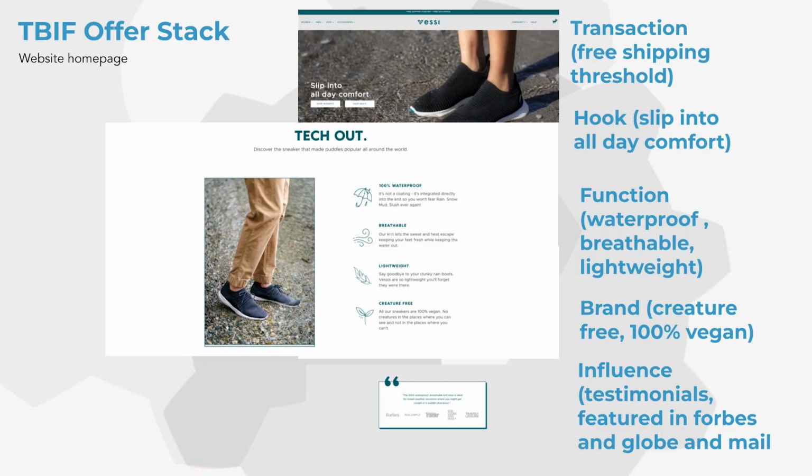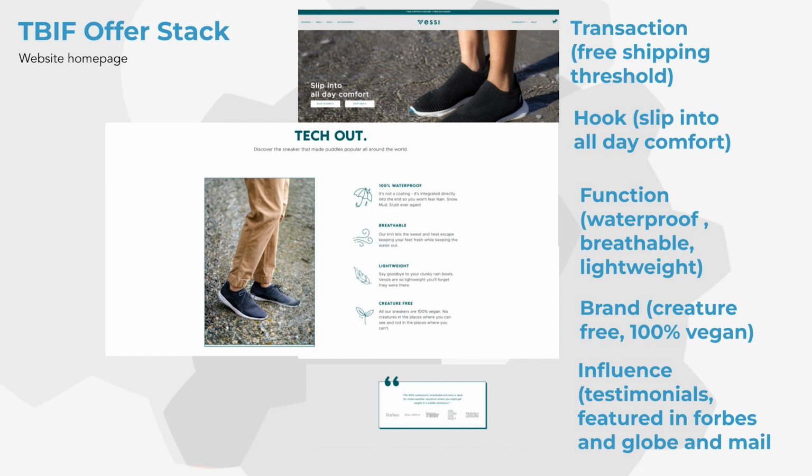So with our first example, we have our offer stack in front of us. This is a company that sells waterproof shoes. We mentioned it before, called Vessi. And this is what a good section of their homepage looks like. And as you can see, they have the full offer stack. At the very top of the page, they have transactional attributes. They have a free shipping bar that includes free shipping past a certain threshold. If you remember correctly, that's a transactional attribute.